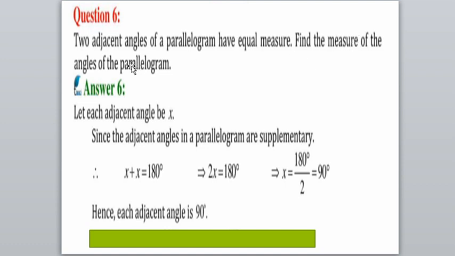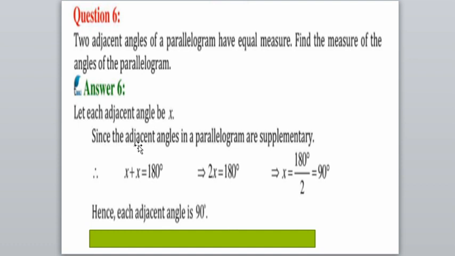So here we have to find out the measure of the remaining angles of the parallelogram, meaning all angles we have to find out. So here let each adjacent angle be x. We will consider each adjacent angle as x, because here it is given that two adjacent angles of a parallelogram are of equal measure. If they have equal measure, we can consider both as x only. So if one is x, then the next is also x.